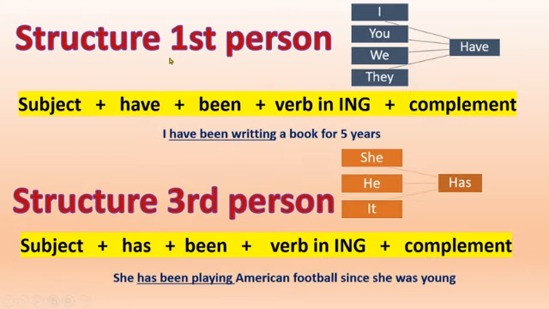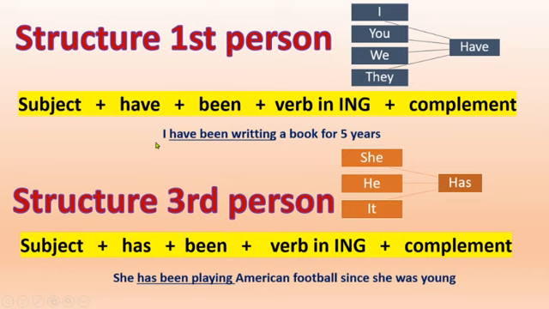Now, what about it? We have a structure. First person. What is first person? I, you, we, they. You have to use have. And who is third person? She, he, it. You have to use has. Okay? Now, what is the structure for present perfect continuous?